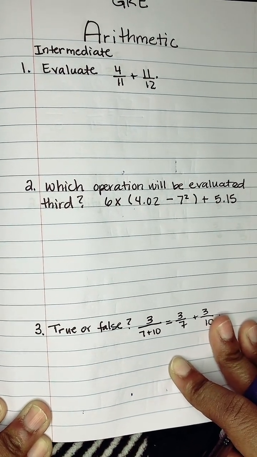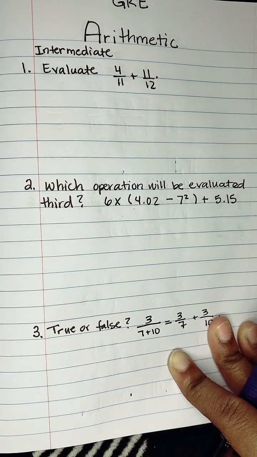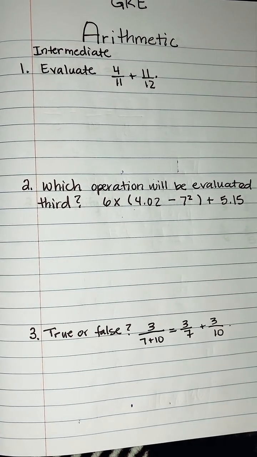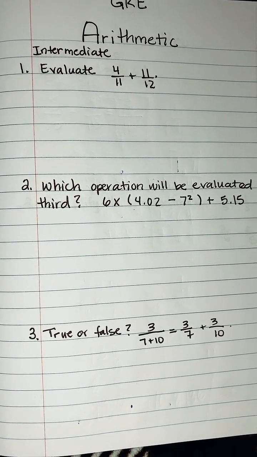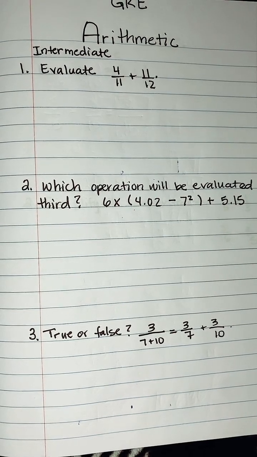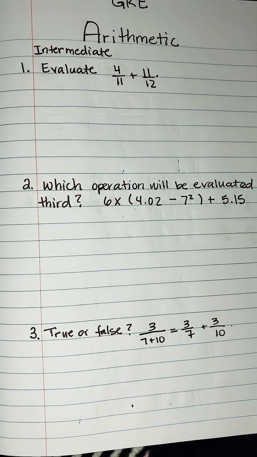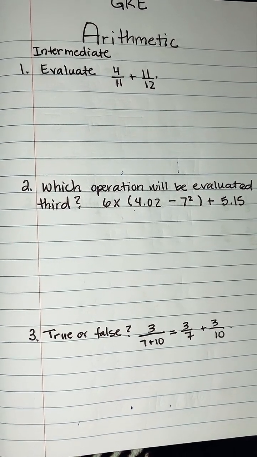All right, let's do the intermediate. So now we're going to intermediate level and we're evaluating. So we're going to go here. I missed how you figured out the decimal part.